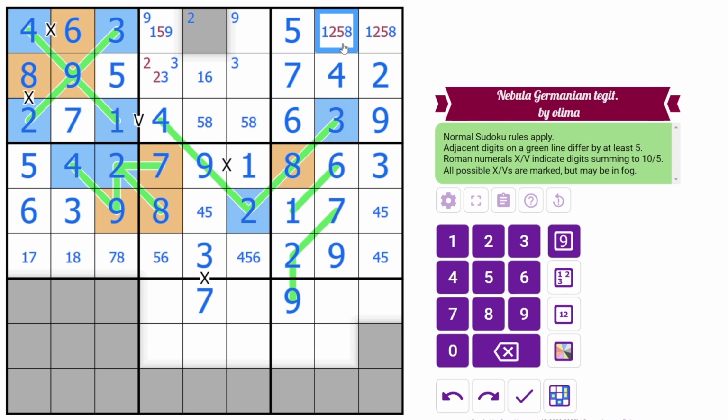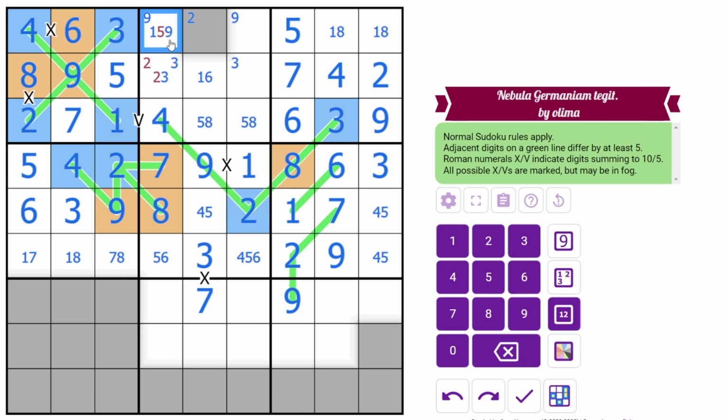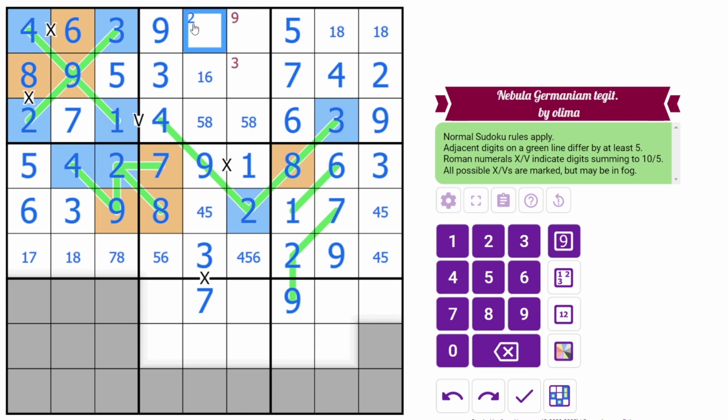This must be 1, 8, 1, 8. So this is not 2. 5, and 1, 8, 1, 8 pair. So this is not 1, 8. So that must be, this is 9. This must be 3 now. So only this is 2. I don't know. Is that correct? 2 is not here. This is 2. These are not 9. Three.